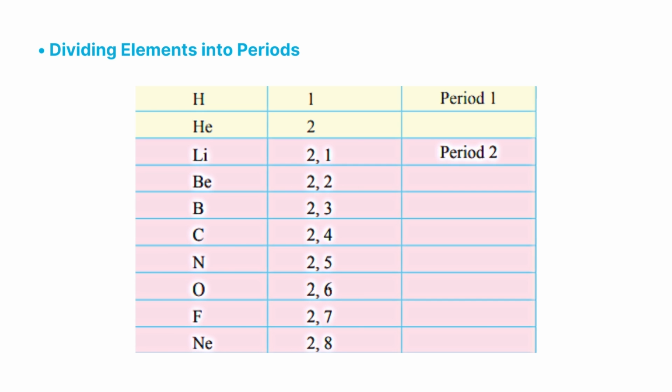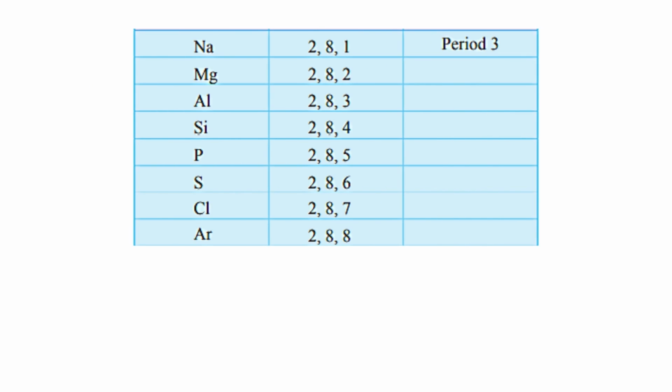Likewise, we take elements from atomic numbers starting from 11 to 18, starting from sodium up to argon. They have electrons in the first, second and third energy levels. Only the first, second and third energy levels carry electrons. So that means they all belong to period 3.